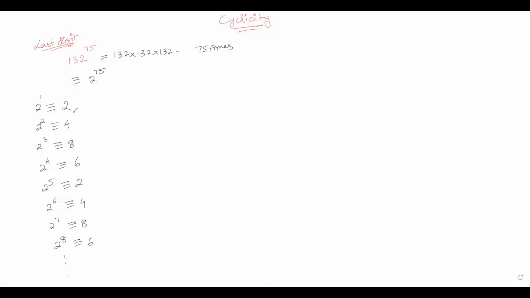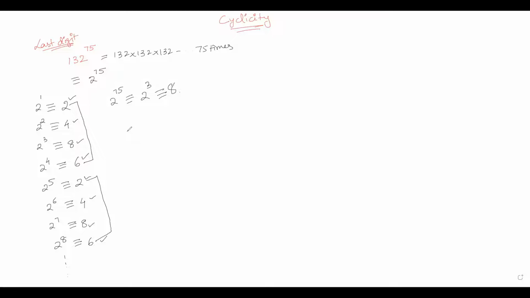So you can see here the last digit of the higher powers of 2 follows a pattern and it repeats after every fourth power. So the last digit of 2 raised to power 75 would be same as the last digit of 2 raised to power 3. Why? Because when we divide 75 by 4, the remainder is 3, and higher powers of 2 follow a cyclicity of 4, that is 2, 4, 8, 6, 2, 4, 8, 6, and so on. So the last digit of 2 raised to power 75 would be same as the last digit of 2 raised to power 3, which would be 8.